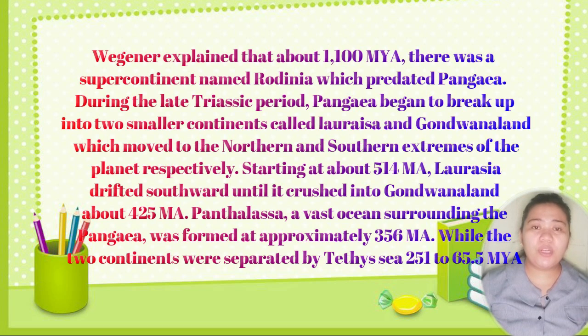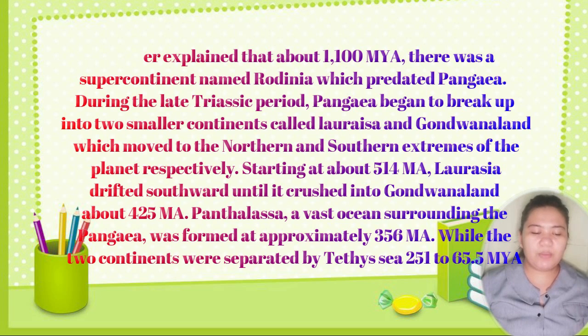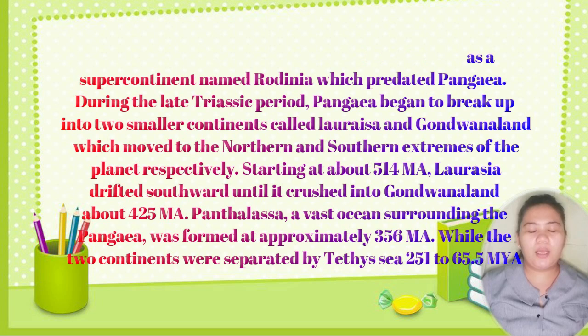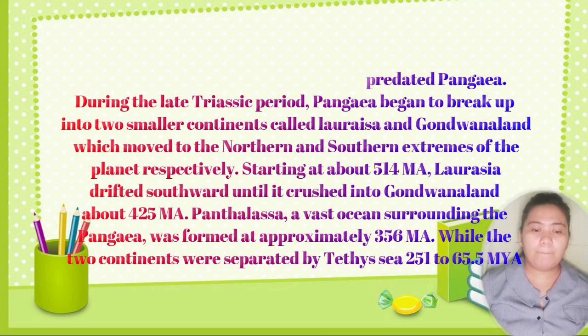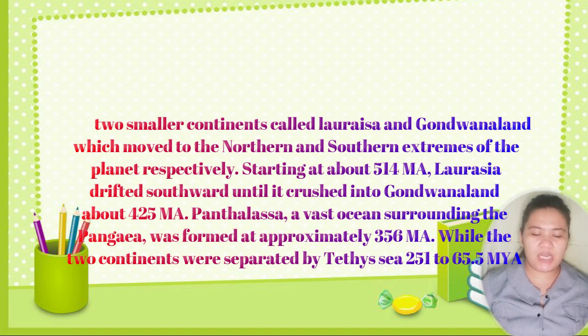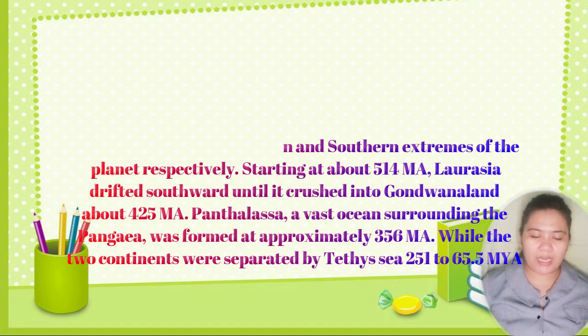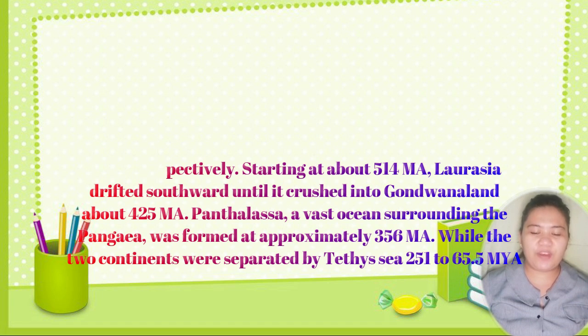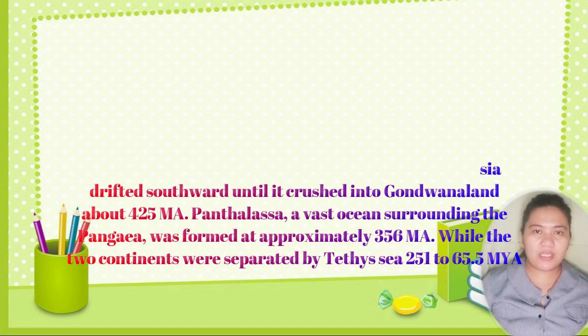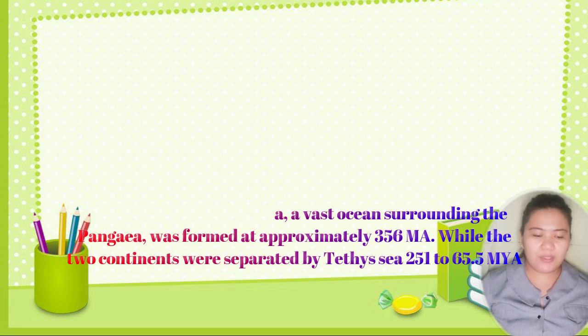Laurasia moved to the northern extremes of the planet, while Gondwanaland moved to the southern extremes of the planet. Starting at about 514 million years ago, Laurasia drifted southward until it crashed into Gondwanaland about 425 million years ago. So Laurasia moved downward and then bumped into Gondwanaland.